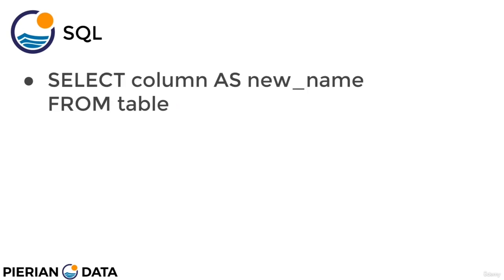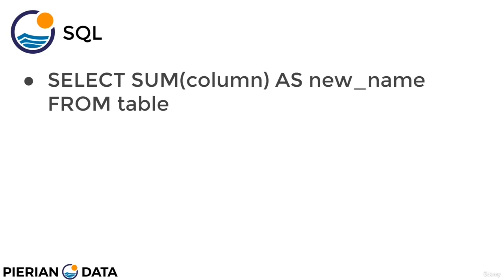This is actually quite simple. Instead of just selecting a column from a table, we say SELECT column AS, and then we decide on a new name to display in the data output. We can also use this on functions on a column. So we can say something like SELECT SUM of a column, and instead of displaying as the sum of that column in the data output, have it display as the new name.